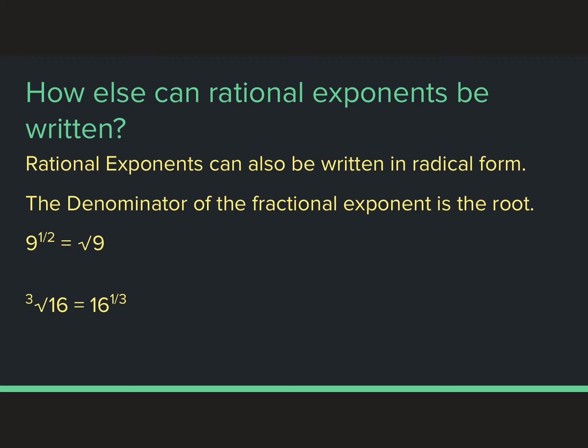So how else can rational exponents be written? Rational exponents can also be written in what's called radical form. That's the one with that little check mark symbol that we use. So remember, the denominator, that's the bottom number of the fractional exponent, is the root. So 9 to the 1/2 is the square root of 9, which we all know is 3 or negative 3.